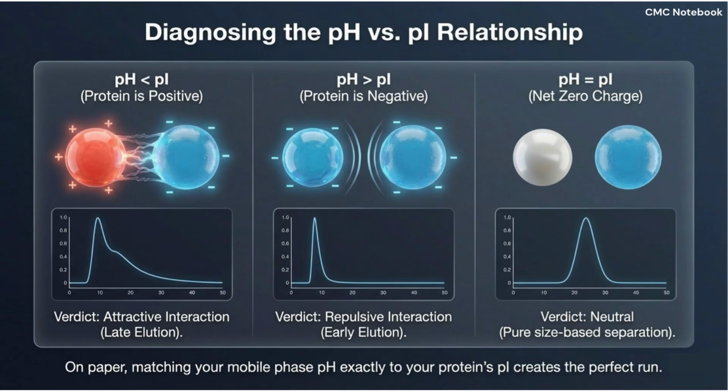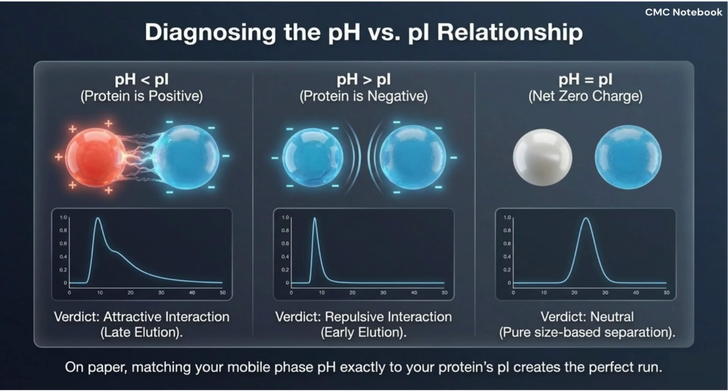To fix this, we have to look at the relationship between the mobile phase pH and the protein's isoelectric point, or pI. If pH is less than pI, the protein is positive and sticks to the column, causing late elution. If pH is greater than pI, it becomes negative and is repelled, eluting early.